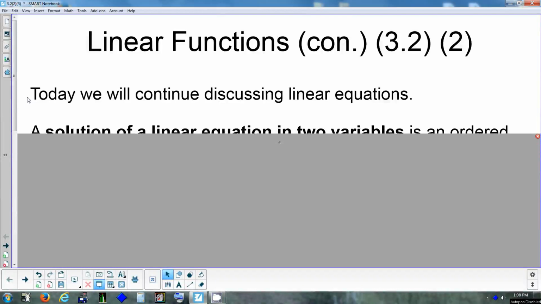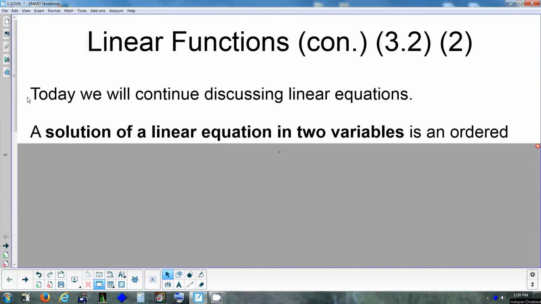All right, so we're still looking at linear equations. We're just going to look at a couple different things, couple word problem kind of things that are going to come up on the test.